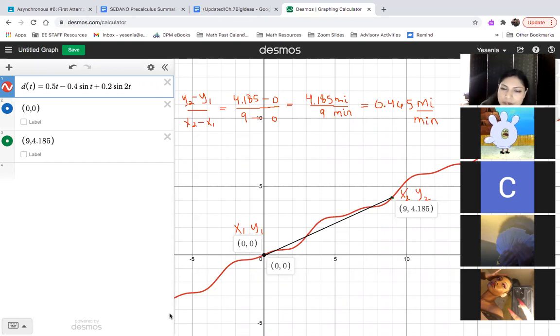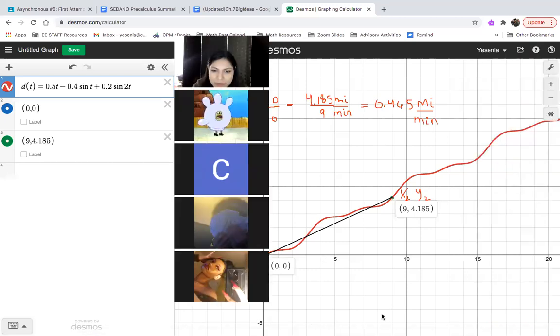Any ideas here? How can we change this into mph, miles per hour? Don't you multiply it? Yeah, I think so. What do we multiply it by? Does anyone know? What can we multiply this by? 60? Awesome. And do you remember or do you know why we're multiplying by 60?